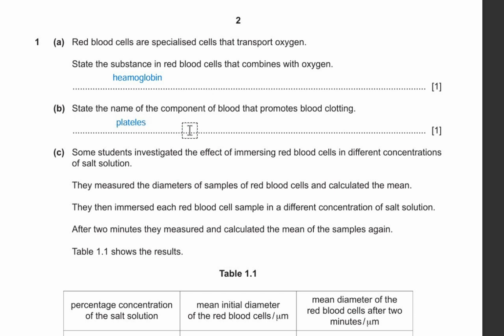Part B says state the name of the component of blood that promotes blood clotting. So the cells responsible for promoting blood clotting are platelets. Okay, it is clear as such. Now, on towards part C.